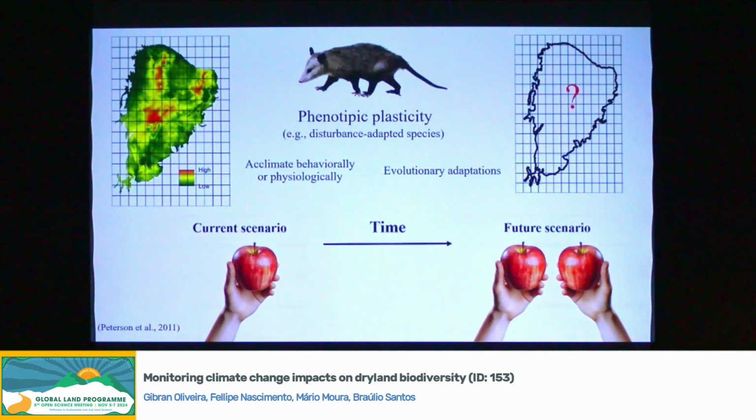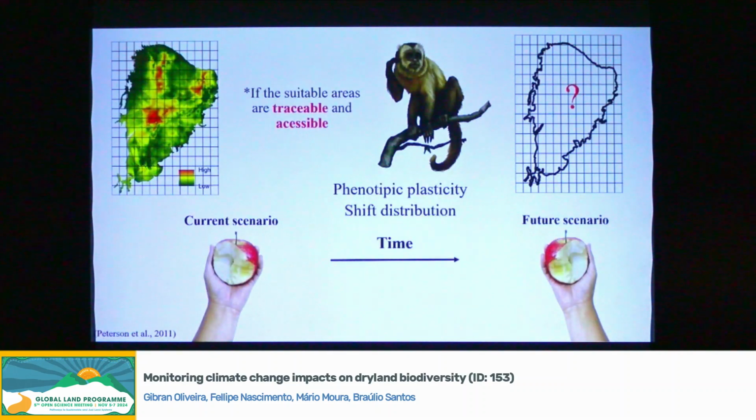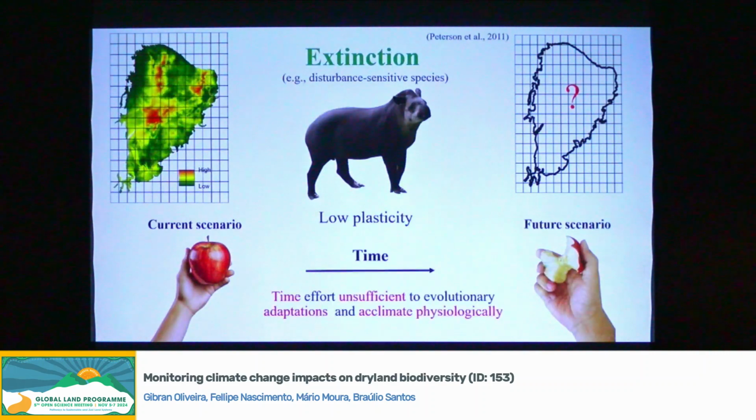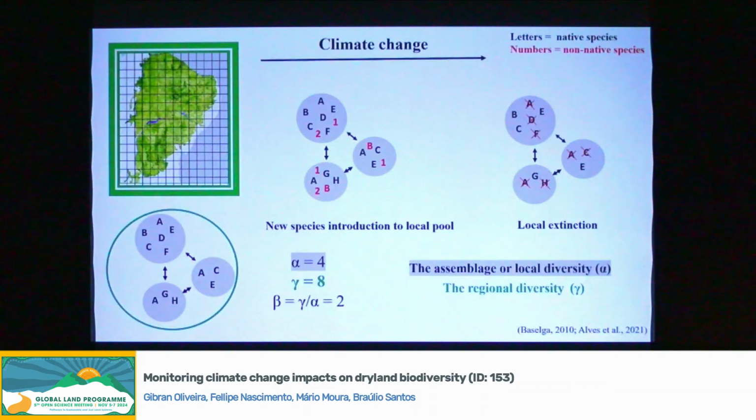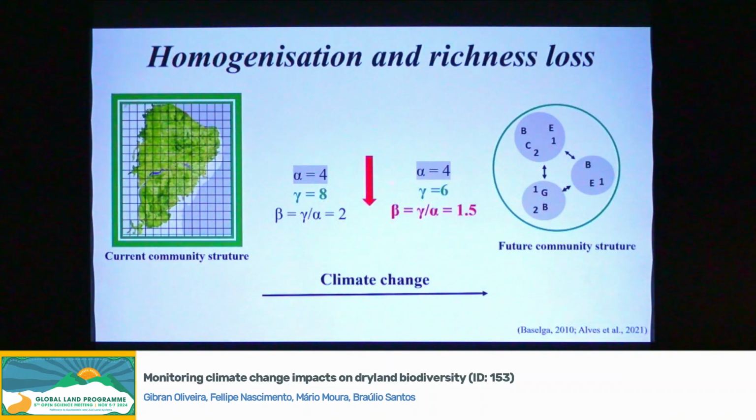So some species can respond to these climate changes, expanding the distribution or doubling it. Other species can just shift the distribution, while others can go locally extinct in their communities. And it will change the community structure, and most of these impacts are due to the introduction of new species and the local extinction. So it can reduce the richness and also reduce the similarity, creating homogenization.